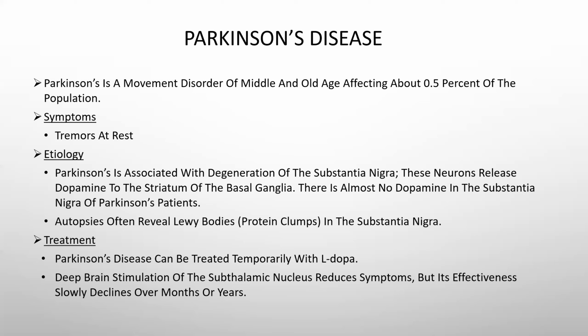And then deep brain stimulation of the subthalamic nucleus reduces some of the symptoms, but its effectiveness slowly declines over months or years. So Parkinson's disease is progressive. There is no cure at this time. We can only hope to extend the life of these individuals through decreasing those tremors with the addition of dopamine in one way or the other, whether through deep brain stimulation or L-DOPA.